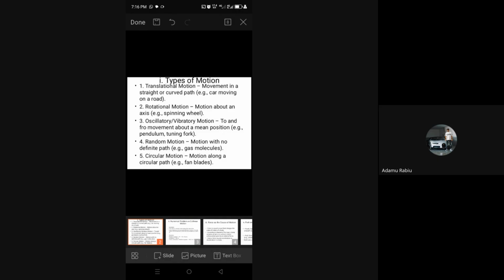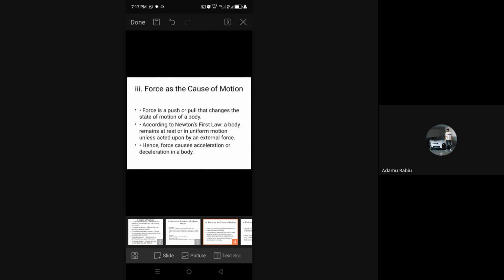So if a body is at rest, it's not in motion. For it to be in motion, it has to be acted upon by a force. So we can say force is the cause of motion. Force can be a pull or a push. To push something requires application of force. To pull it still requires an application of force. So force can be either a pull or a push.